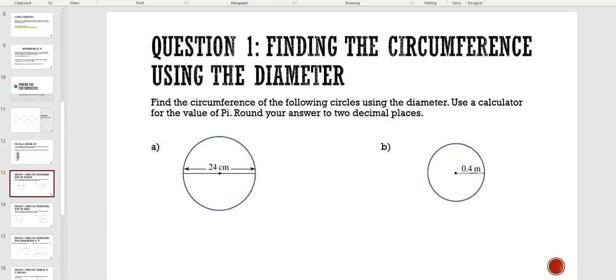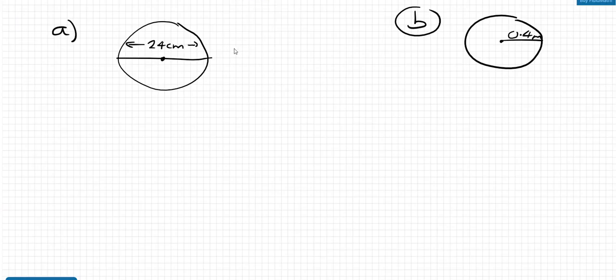Okay, so question 1. Finding the circumference using the diameter. So find the circumference of the following circles and it asks us to use the diameter. Use a calculator for the value of pi. Round your answer to 2 decimal places. Okay, so please make sure you try the questions yourself first and always draw the diagrams. They don't have to be perfect. My circles aren't perfect, but as long as you can see the question you're answering.